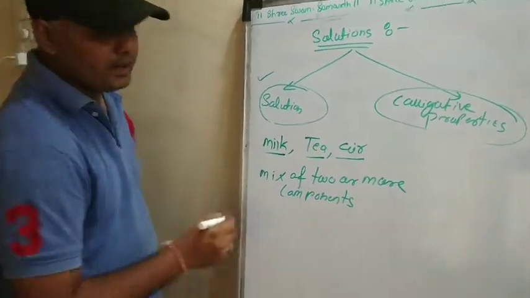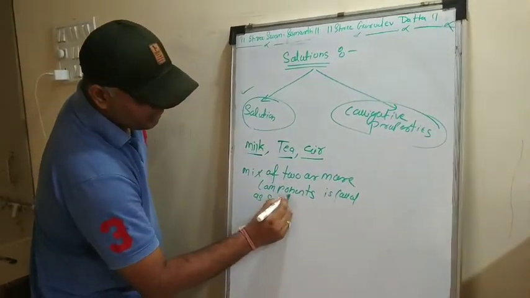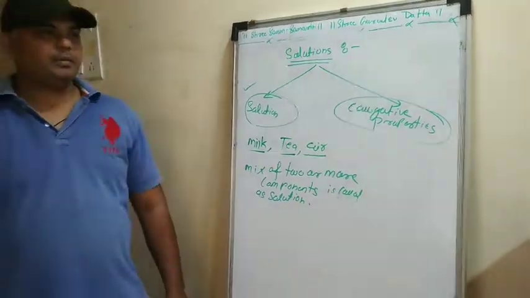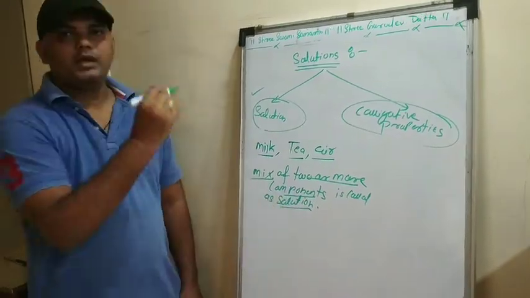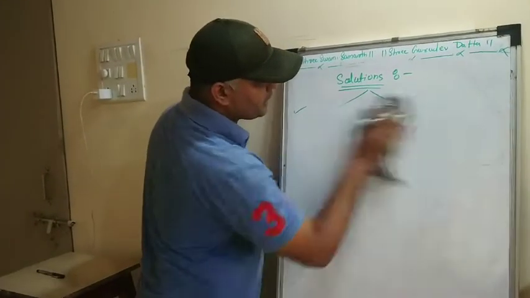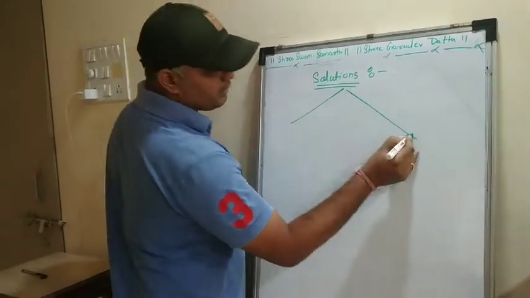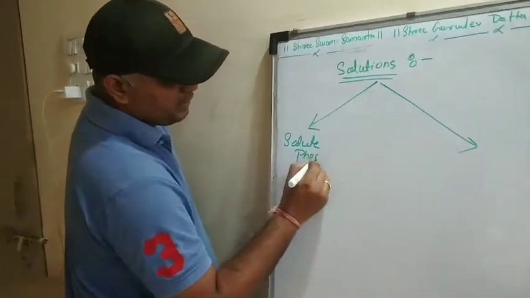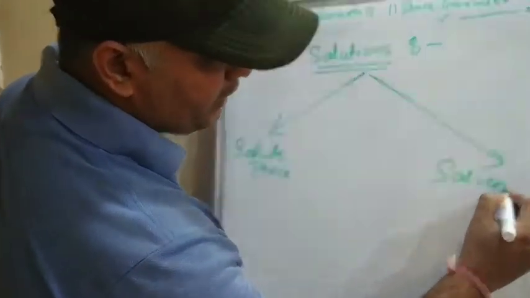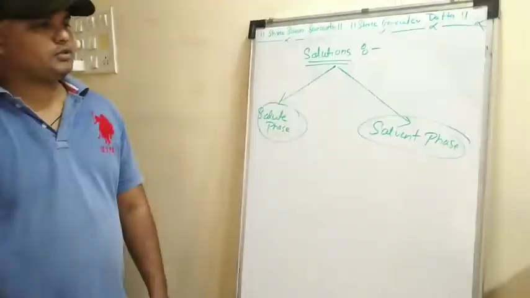A mixture of two or more components is called a solution, right? See, this is a very simple meaning. A mixture of two or more components is said to be the solution, right? I hope that you have understood this now. Okay, now let's move further. This particular solution is divided into two phases. Number one, solute phase and number two, solvent phase, right? So what is a solute phase and solvent phase?